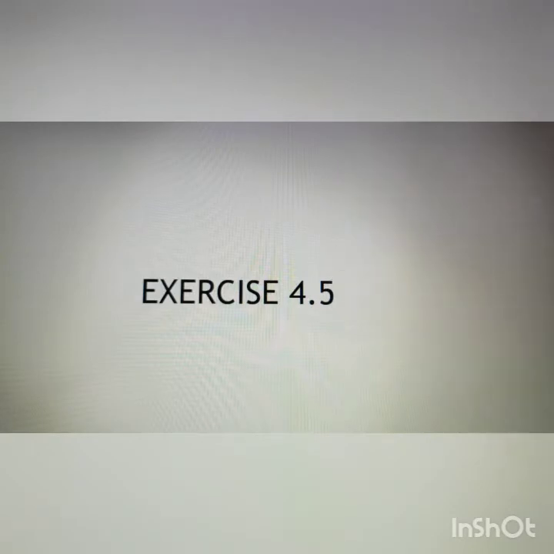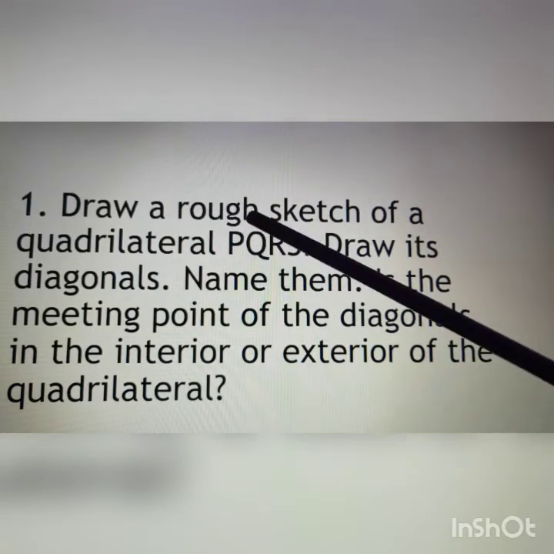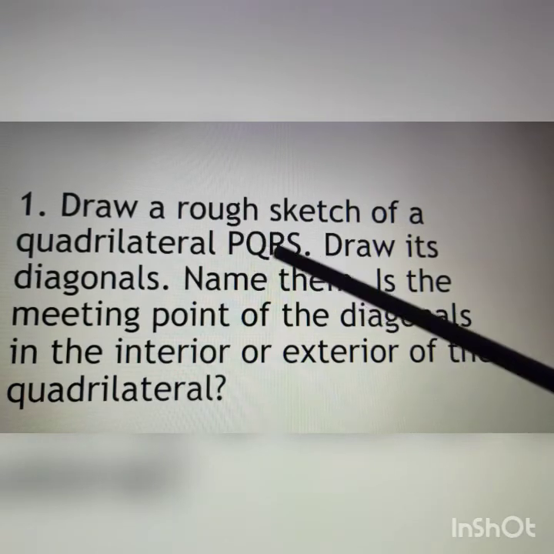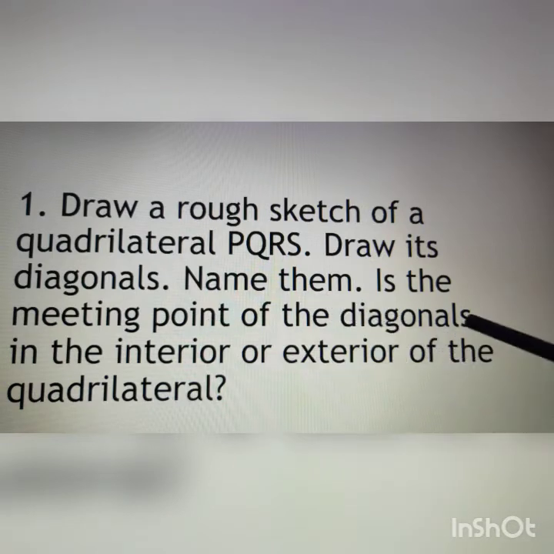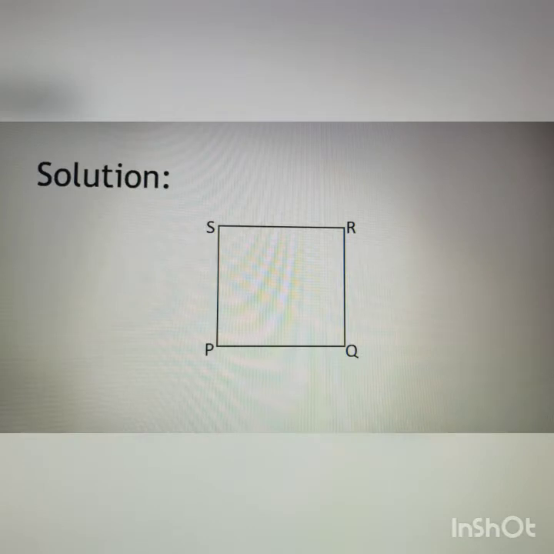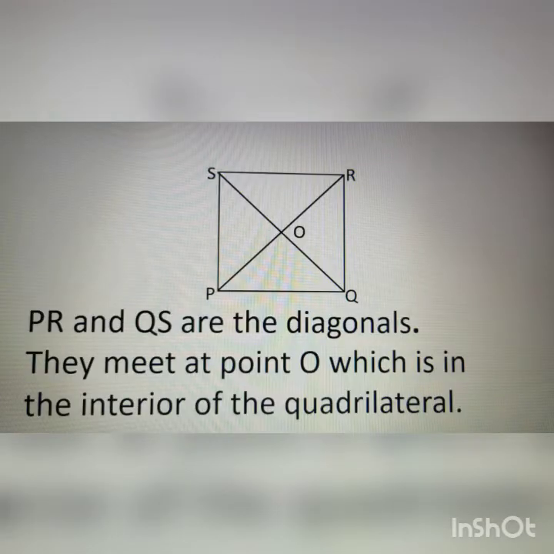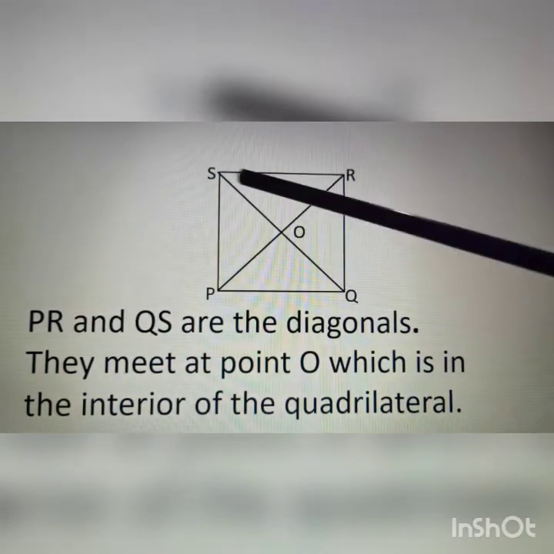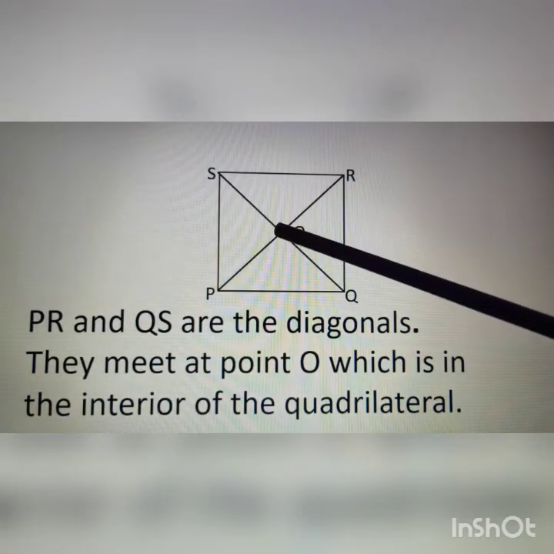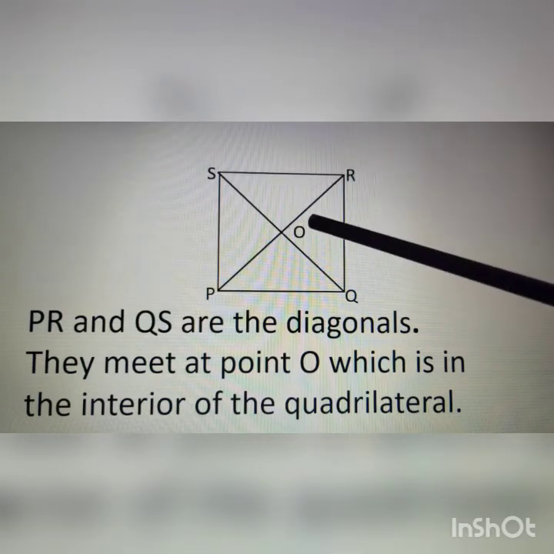Exercise 4.5. Question number 1. Draw a rough sketch of a quadrilateral PQRS. Draw its diagonals. Name them. Is the meeting point of the diagonals in the interior or exterior of the quadrilateral? Solution. Quadrilateral PQRS is drawn. Now we have to draw the diagonals. Diagonals are the lines which join opposite vertices. Here PR and QS are the diagonals. They meet at a common point O, which is in the interior, or inside, of the quadrilateral.